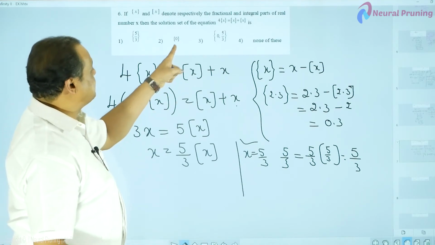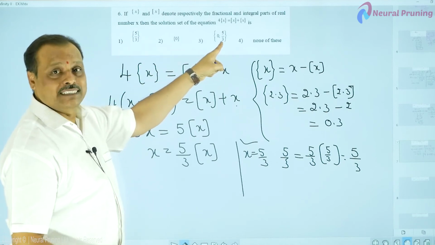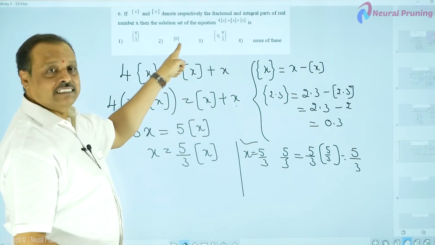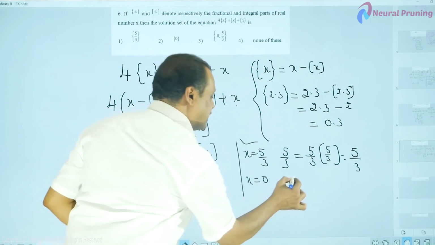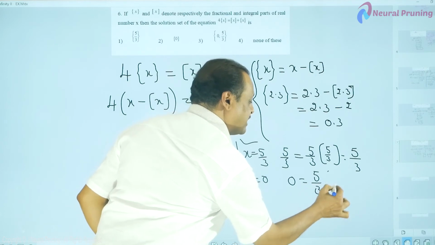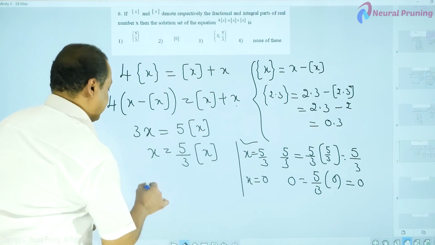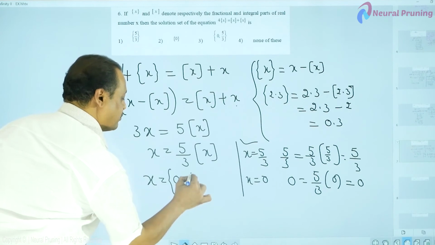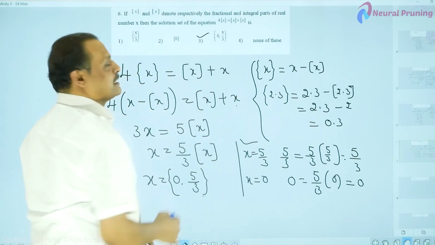Now let us verify 0 also, because there is one more value. It is not the only value, because 0 is also added here. You can observe in the third option, 0 and 5 by 3. So let us verify for 0 also. When I put x is equal to 0, I can easily see 0 on the left hand side, which is equal to 5 by 3 into the greatest integer value of that one, which is again 0. Therefore it is equal to 0. Equality is satisfied. Therefore I get two solutions, x is equal to 0 and 5 by 3. So hence this becomes the answer.